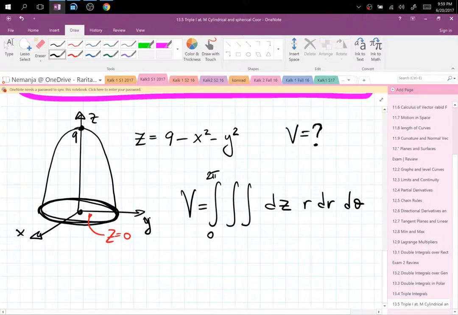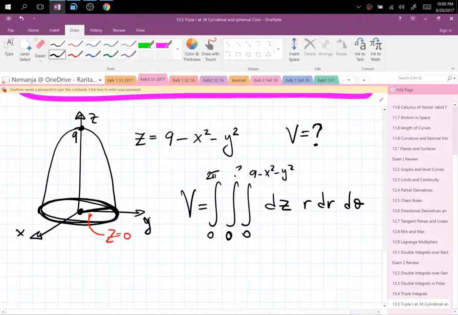The radius stretches from the origin to the edge, so we'll have to figure that one out. We know it starts from 0 because it doesn't have a hole. If it had a hole inside, then it would go from some value to something. We'll figure this one out later. And z is easy because the bottom is 0. It's the flat laying on the ground. And the top is the equation 9 minus x squared minus y squared. Now we also have to convert this, so we'll get there.